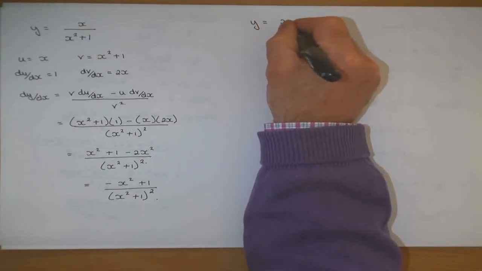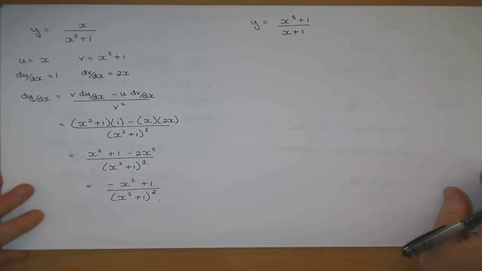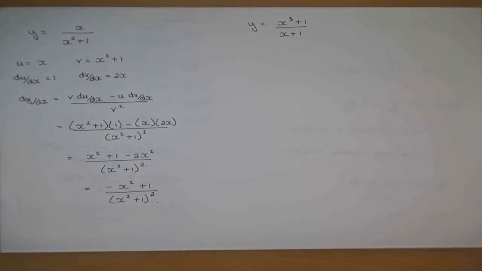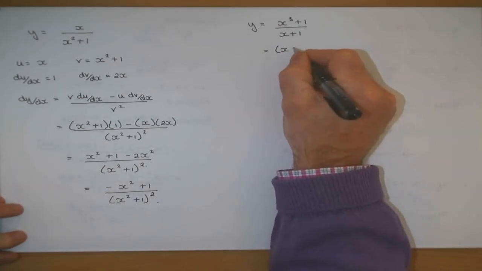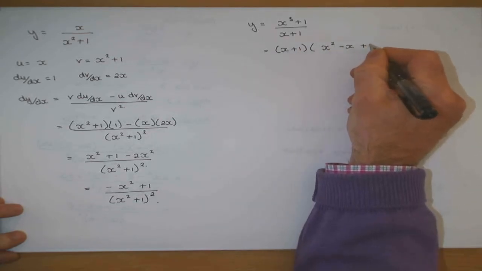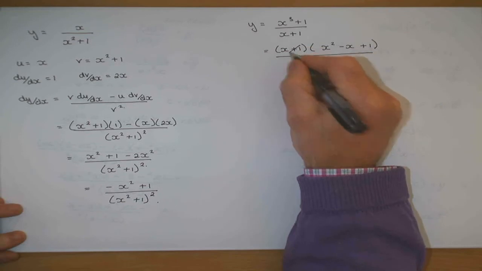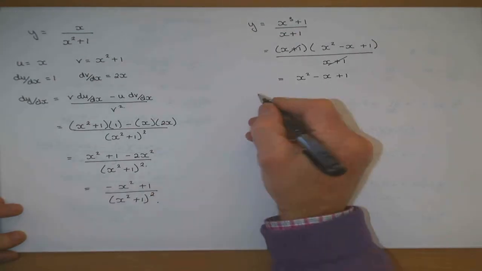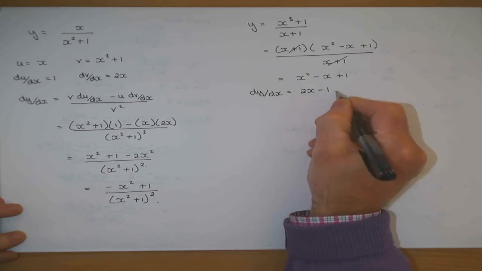Now, you would have got some questions last night that were quotient rules. y equal to x cubed plus 1 over x plus 1. Yes? That could be a quotient, but it is easier to divide that because the top can be factorized. It's the sum of two cubes. So say it's x plus 1 times x squared minus x plus 1 all over x plus 1. They cancel. So that's just giving you y equal to x squared minus x plus 1. Therefore, dy dx is equal to 2x minus 1.